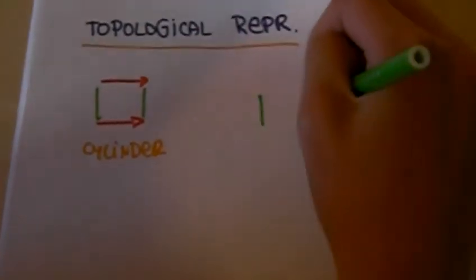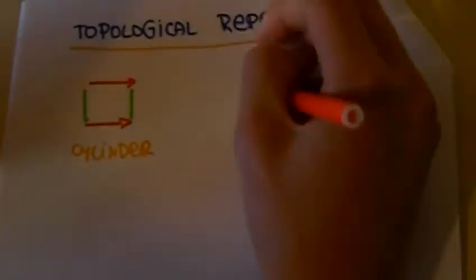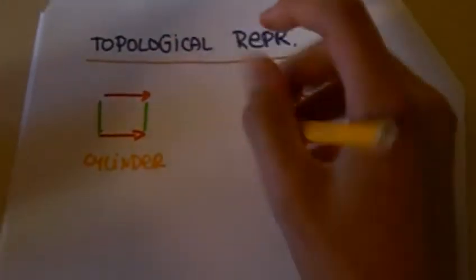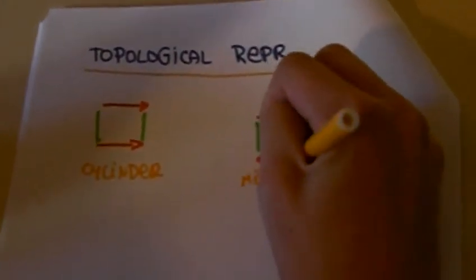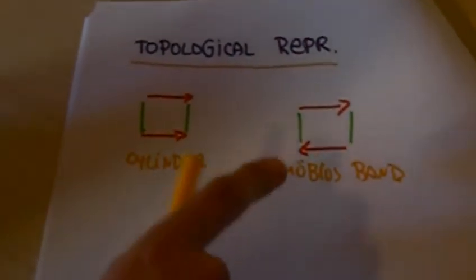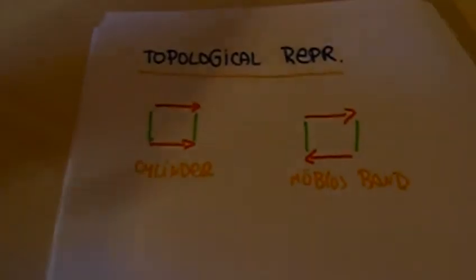The arrows are in the same direction because you stick them for making the cylinder without making any half twist. So for building a Möbius band, we have done a half twist. So one arrow may go to one side, but the other arrow must go to the other side. This is one way of representing the Möbius band.